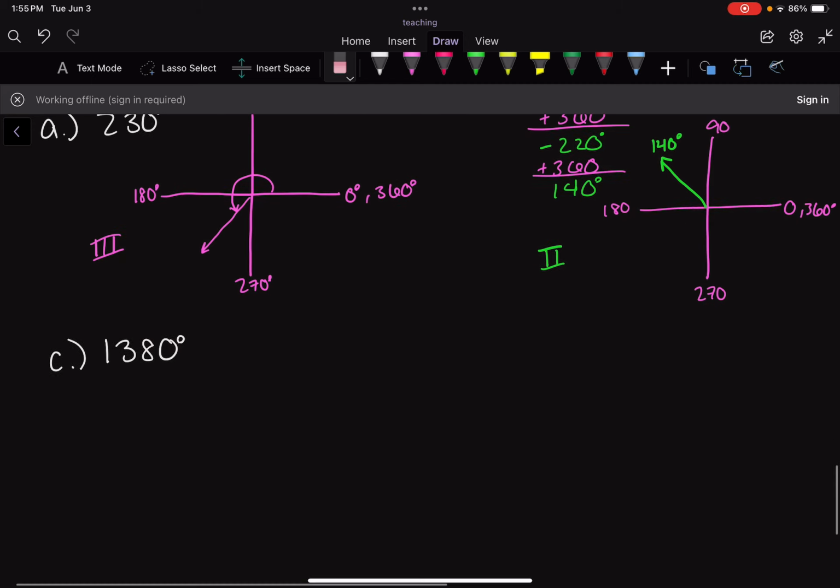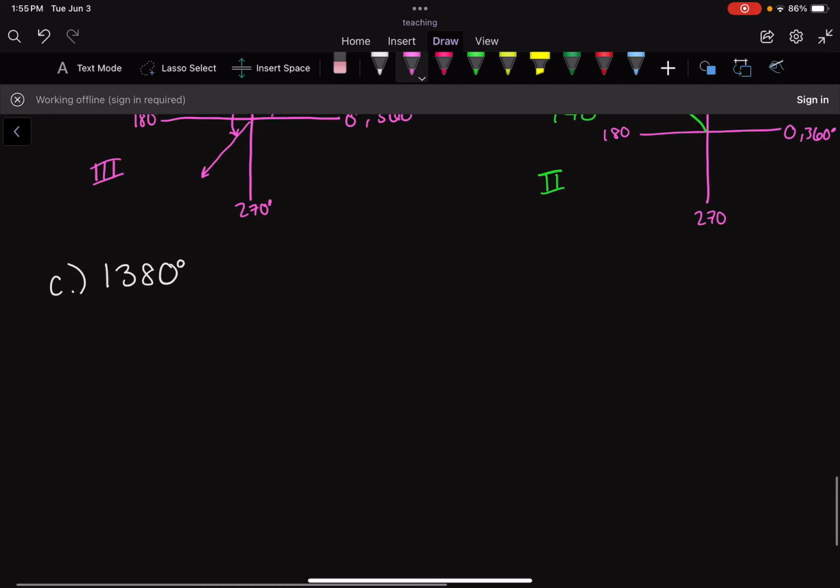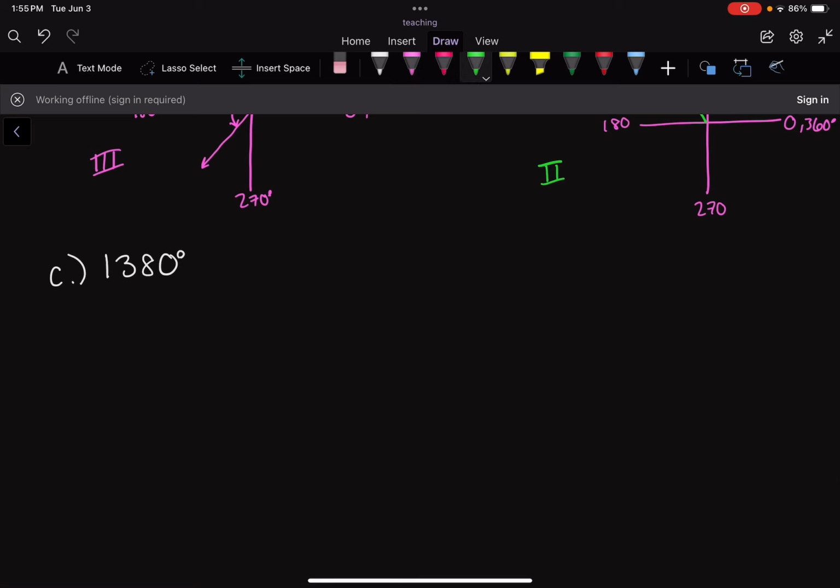All right, so let's keep going. 1380. Again, that's a really big angle, and I'm going to have to wrap around the circle a bunch of times. Don't want to do that. Instead, we can subtract 360 from this one to get a more manageable angle. If I subtract 360, I'm going to get 1020. Still not super manageable, so let's subtract it again. Then I get 660.